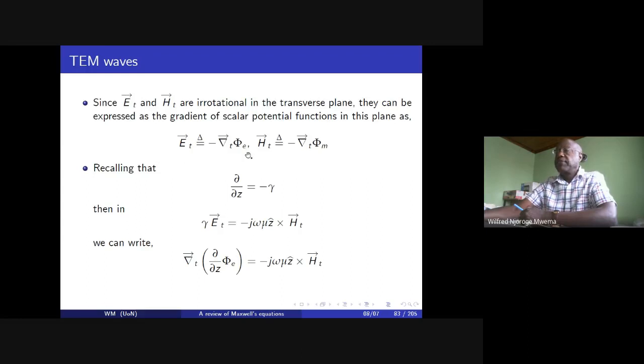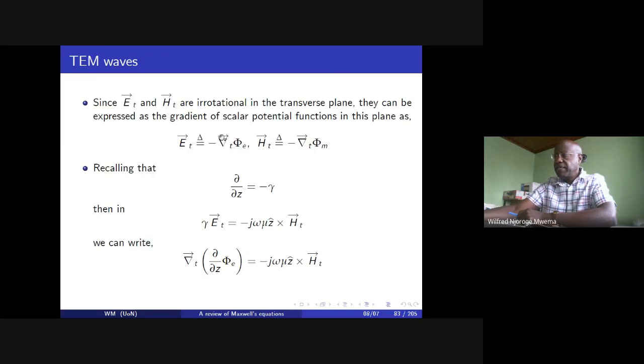Now, we recall that for fields that have sinusoidal and exponential variation in z and time, the gradient, that is, the spatial derivative in the axial direction, is just minus gamma. And therefore, we can write gamma of E_t is equal to minus j omega mu z cap, and we can replace this by the value d/dz.